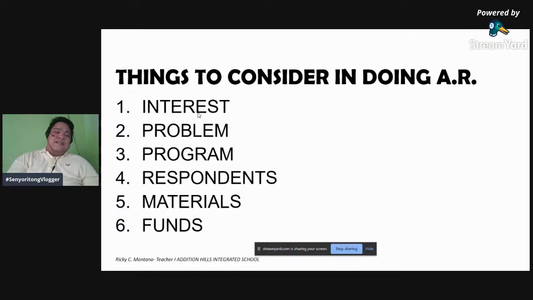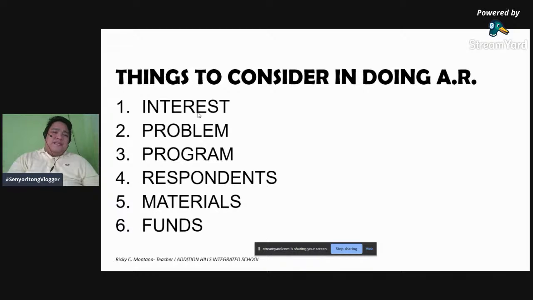Okay, so next is respondents. Of course, you have to consider also respondents. All right, so are they always available? The availability of your respondents and the situation of your respondents is very important. If you do an action research, basically, you first seek the consent of the parent. Of course, that's more on legal issues.